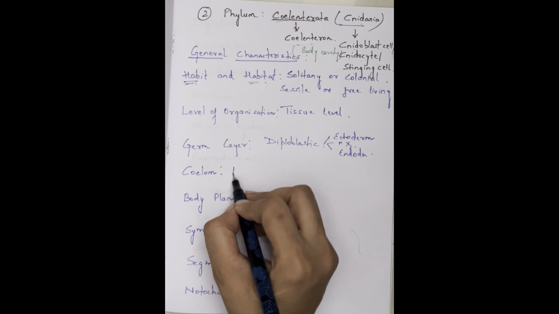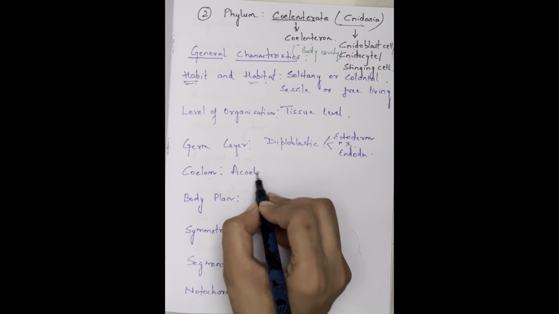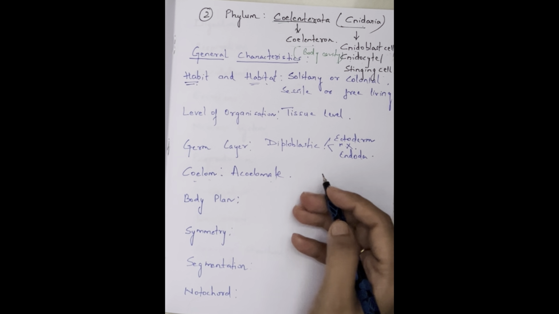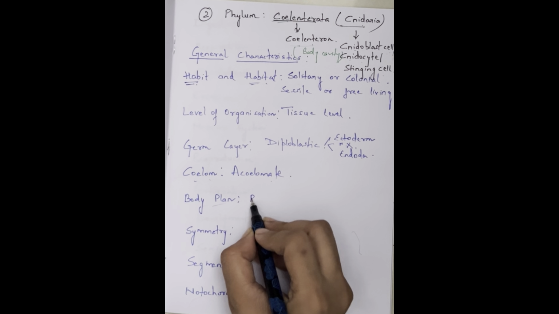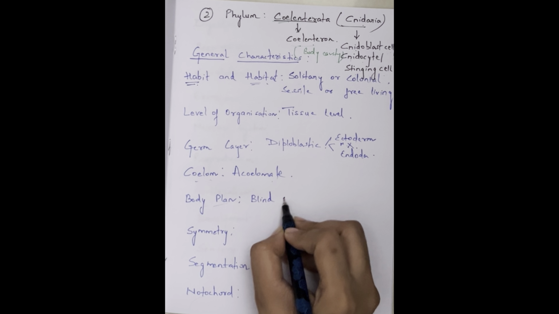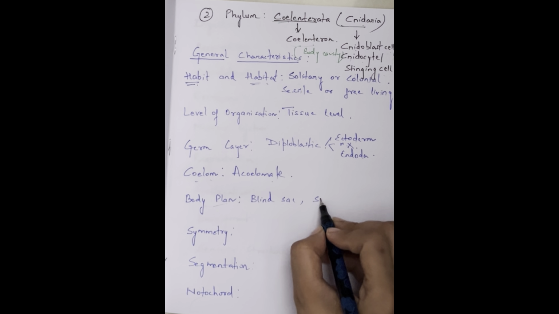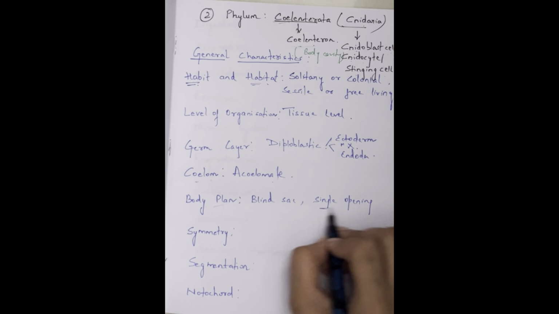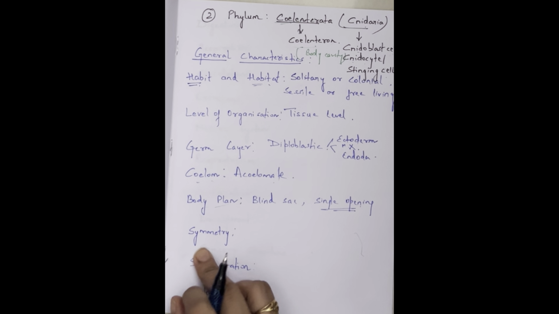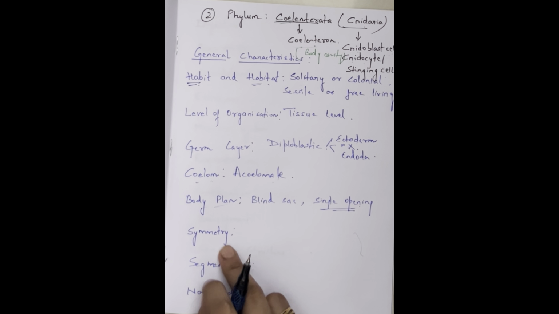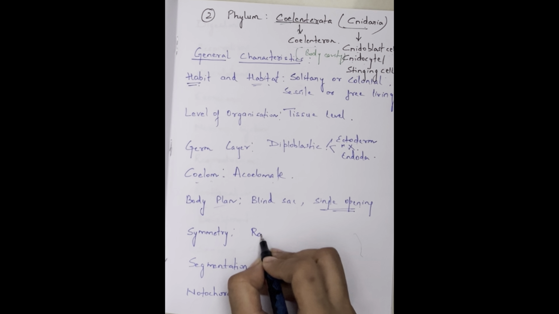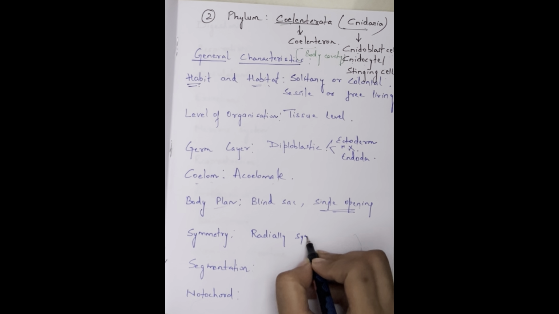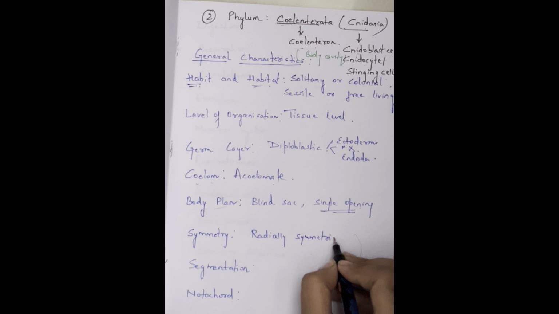Now coelom. Since they have no mesoderm, there will be no splitting. If there is no splitting, there will be no formation of coelom. So they are acoelomate. Then body plan. They are blind sac because they have a single opening by which food will come in and waste will go out. So obviously the digestive system will be incomplete. Talking about symmetry, they are radially symmetrical. The body can be divided into two equal halves from any plane passing through the center.